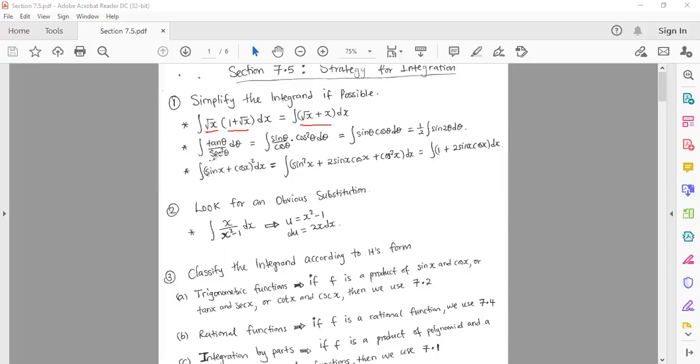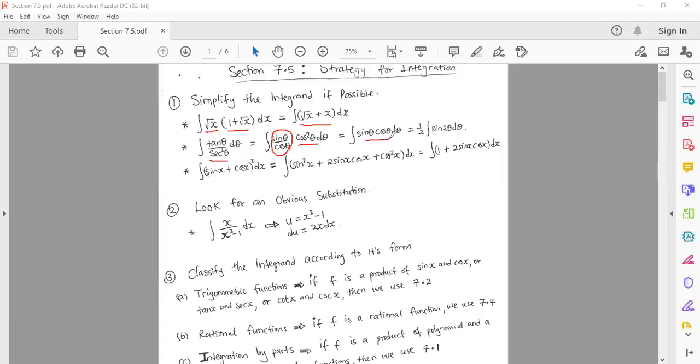Also, if you see stuff like this, if you have tan divided by sec squared, go back to the definition of tan and sec in terms of sine and cos. See what happens. Tan is just sine over cos. And 1 over sec squared is just 1 over 1 over cos squared, which is just cos squared. And if you multiply, see what you get.